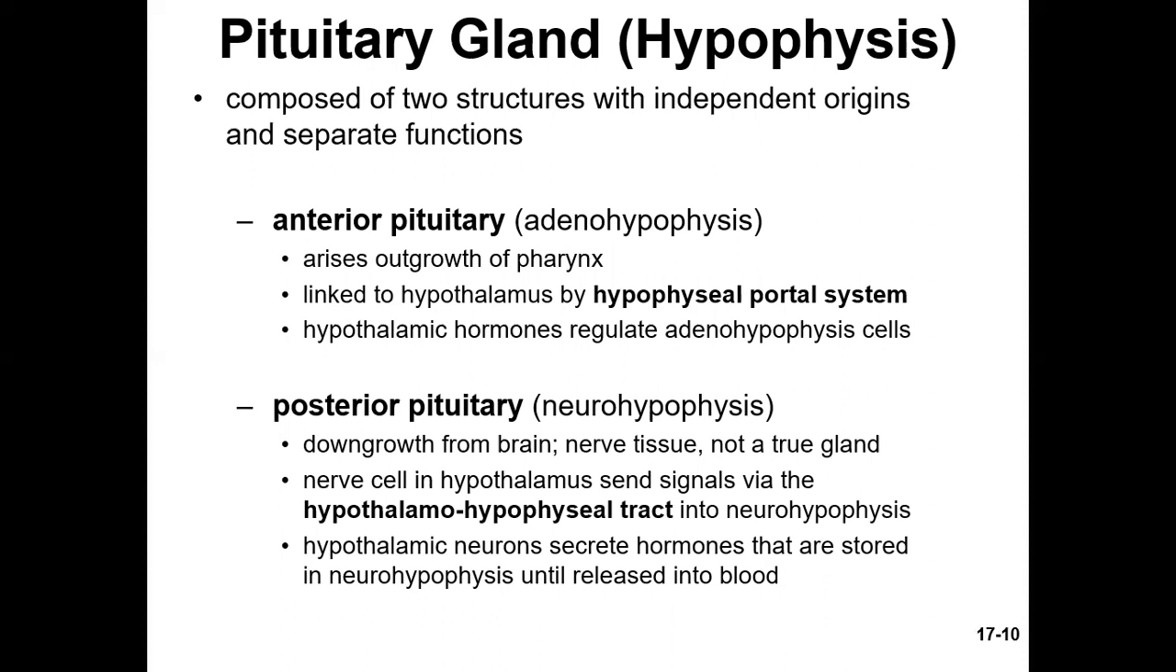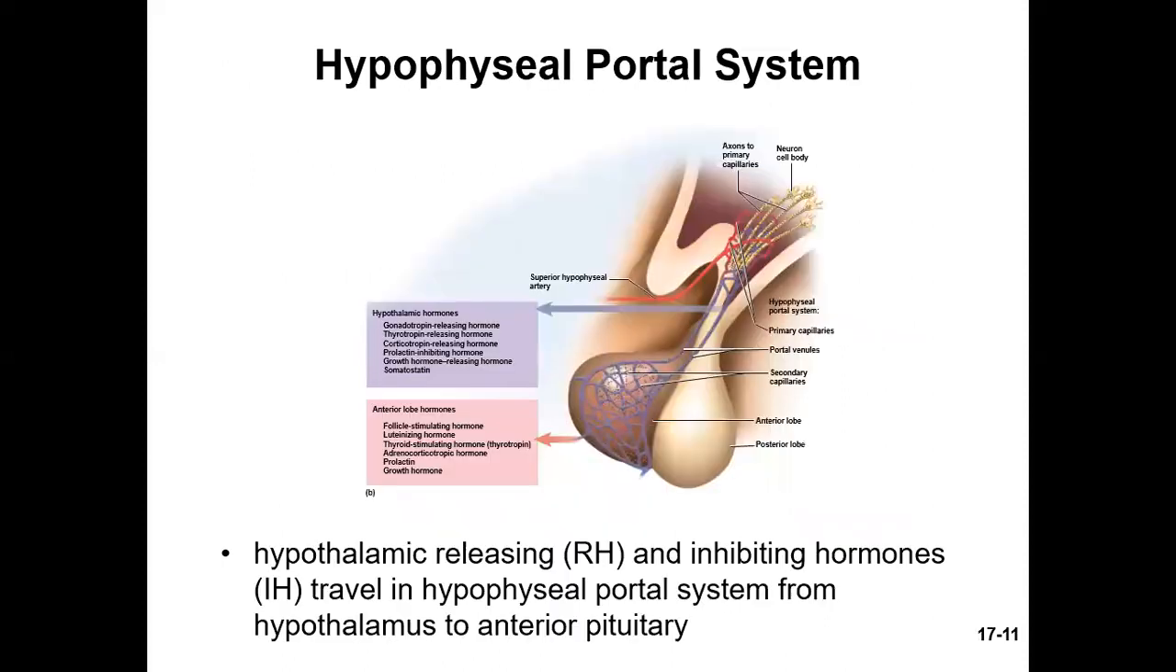Within the anterior pituitary, it has a linkage to that hypothalamus via the hypophyseal portal system, which is really like a vascular bed. So in this slide, we can see an example of that. The hypothalamus will secrete releasing hormones. So most of them will have an abbreviation somewhere in the nomenclature of RH or releasing hormone, but they also have a couple that are inhibiting hormones, abbreviated IH.